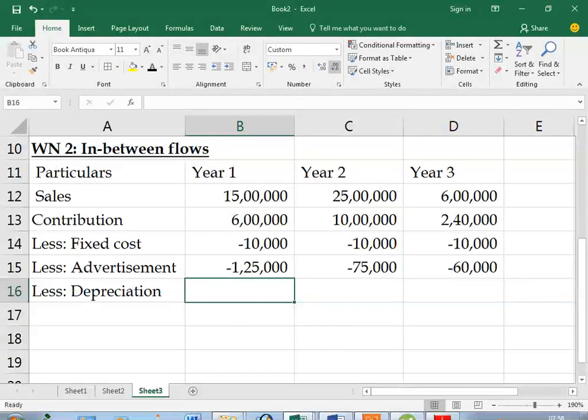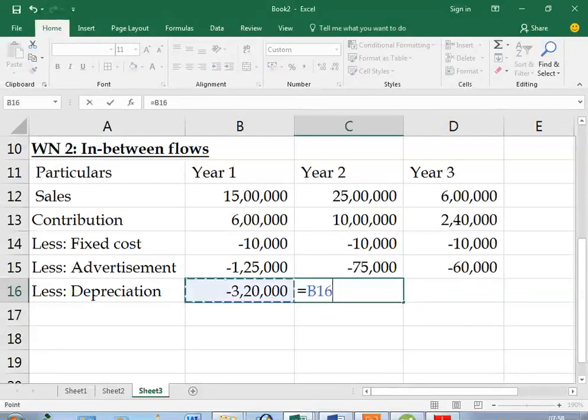WDV method. 1/3. Salvage value doesn't come under WDV calculation.